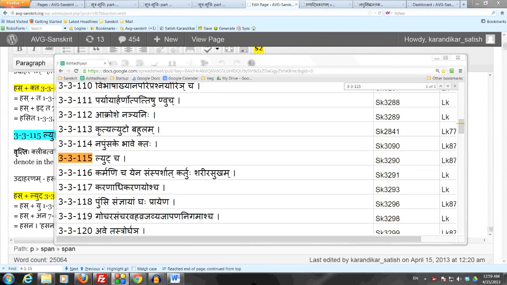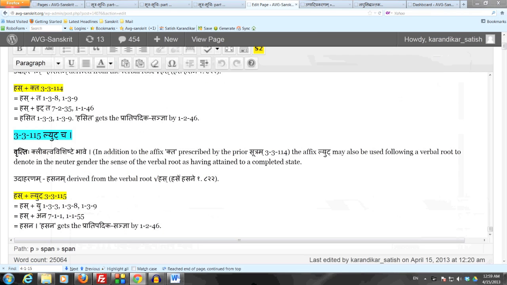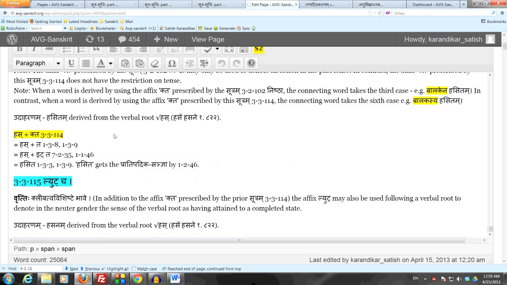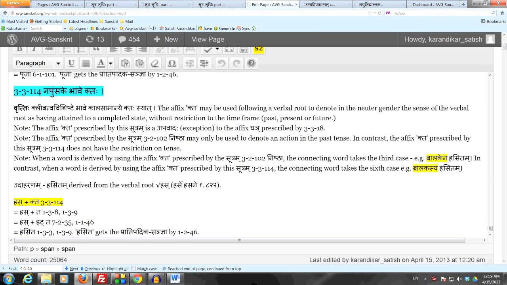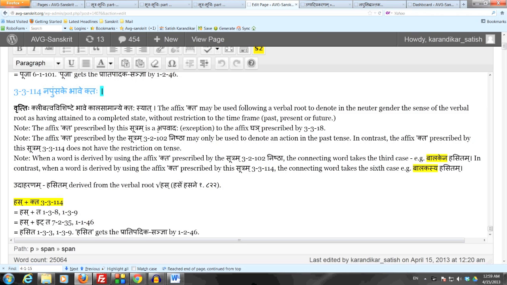We just studied the Sutram 3.3.114, Napumsake bhave ktaha, which prescribes the affix kta following a verbal root to denote in the neuter gender the sense of the verbal root as having attained to a completed state without restriction to the time frame. Now let's take the next sutram in the Ashtadhyayi order, which is the Sutram 3.3.115, Lyutcha. Very simple sutram.